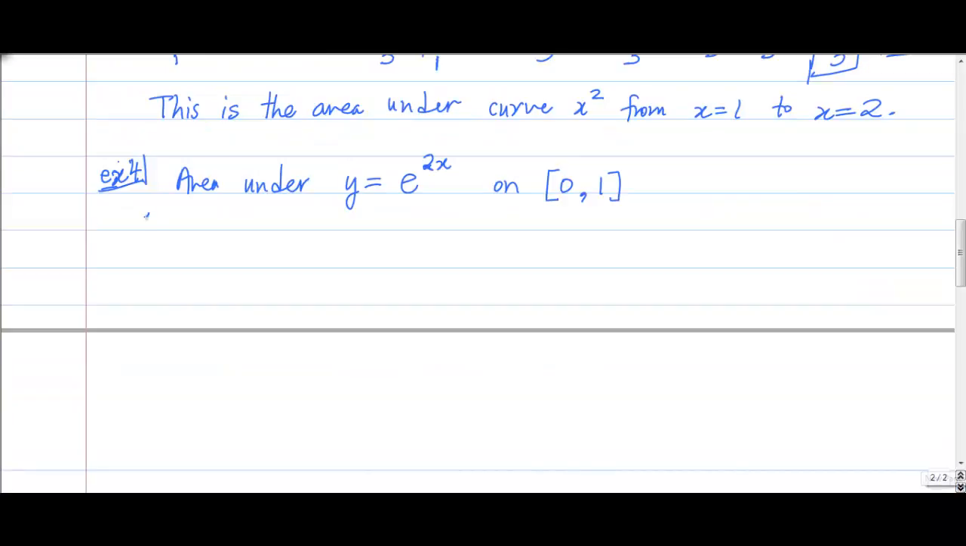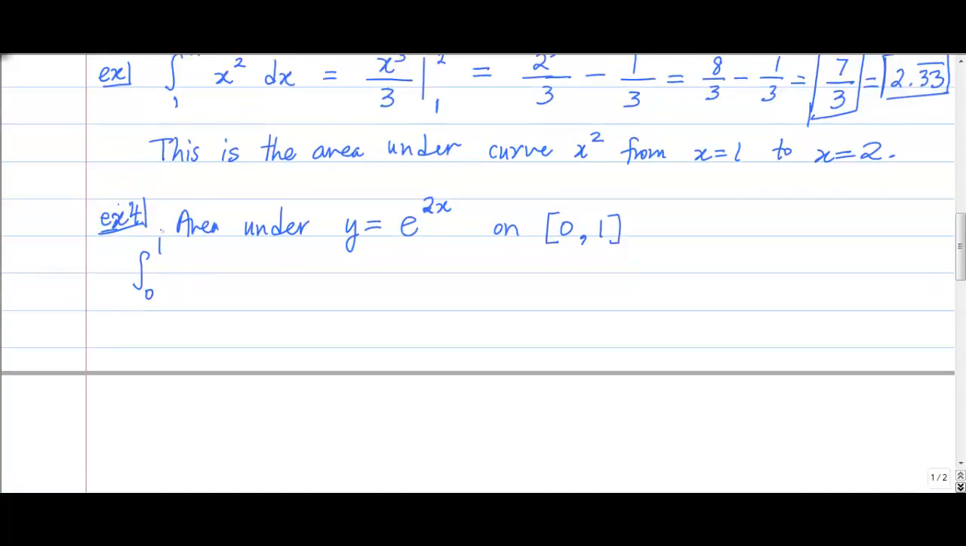So the first thing we have to do is take the integral from 0 to 1 of e to the 2x dx. So you take the integral with respect to x. Now remember how we integrate e to the ax?